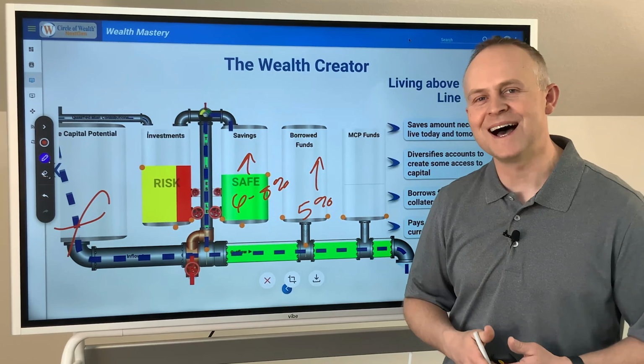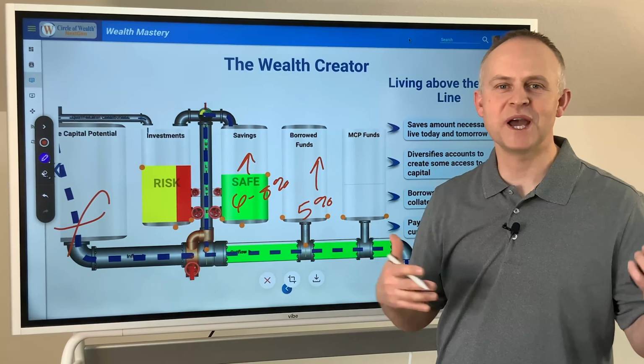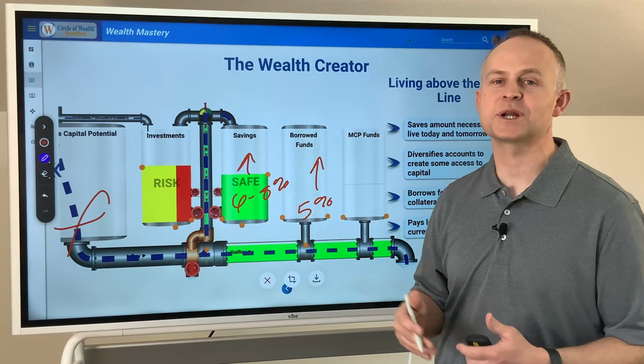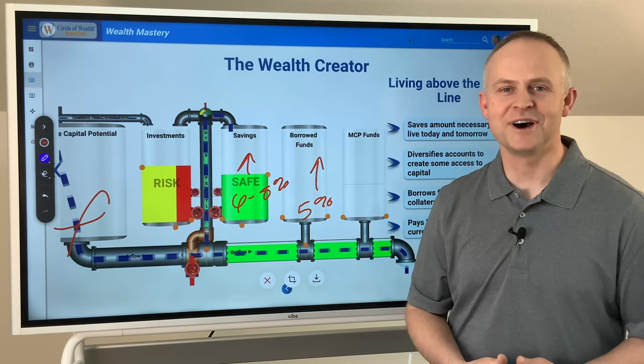So hopefully you've gotten a lot out of this module. Hopefully it's changed the way you think about money and paying for these major capital purchases. So let's move on to the next one.